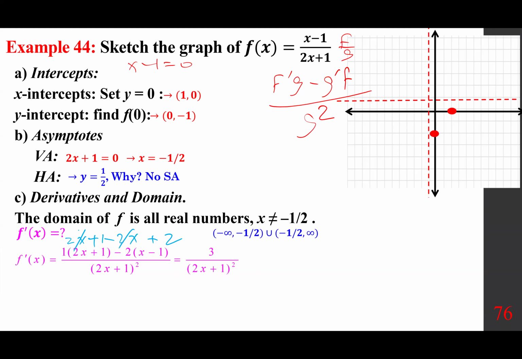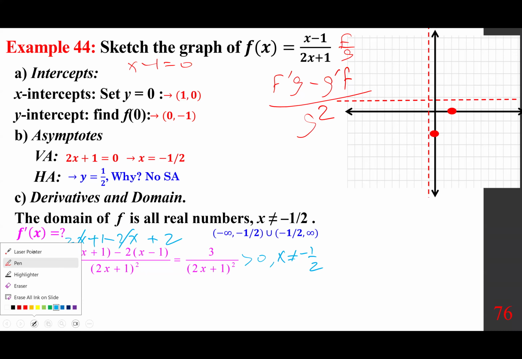Now, I hope you see that this is always positive as long as x is not equal to -1/2. Why is that? The denominator is something to the power of 2, so it's always positive. And the numerator is positive. Positive over positive is always positive. The only time it can't be is if the denominator is 0 and it's undefined.